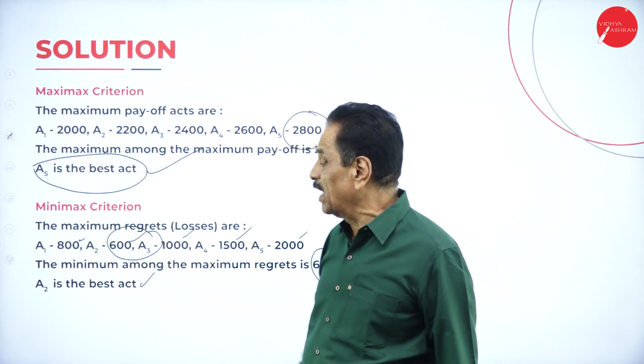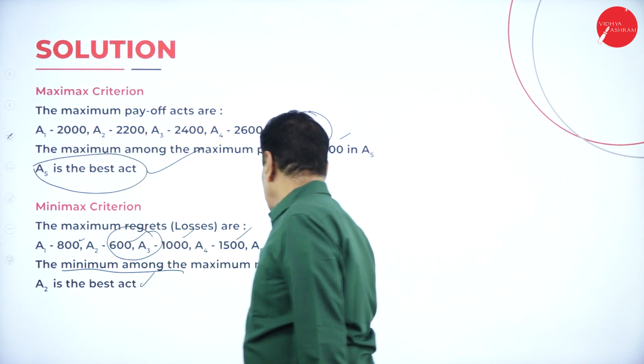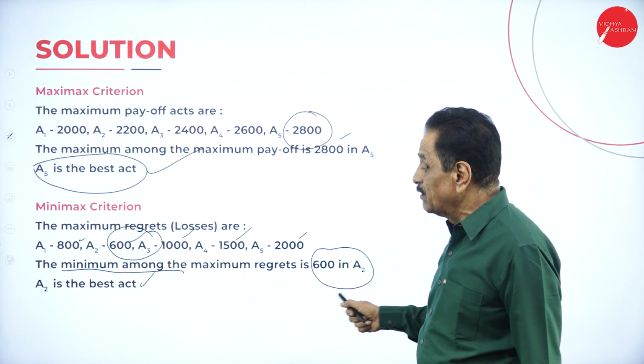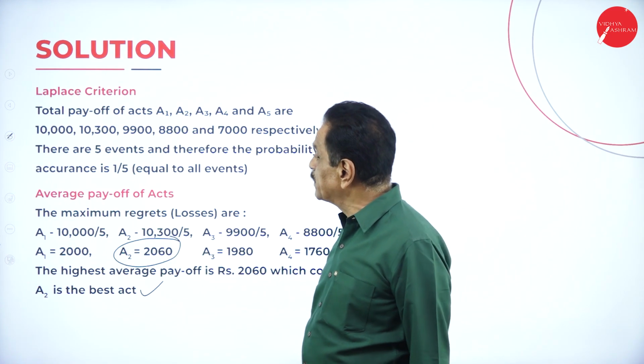Among them, you select the lowest one, the minimum. Among the maximum rate, 600, which is the best act, we say. Then the last one, Laplace.